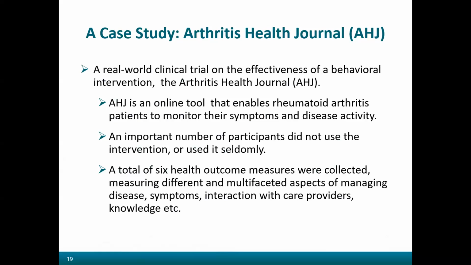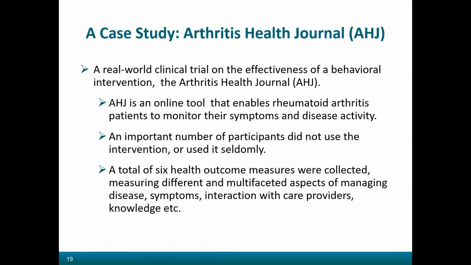This is a clinical trial with 2 arms. The first arm is called the immediate group, which receives the AHJ immediately. The second group is called the delayed group, where the patients receive the AHJ in a later period. In this trial, an important number of participants did not use the intervention, or used it seldom, when they were assigned to receive the AHJ treatment.